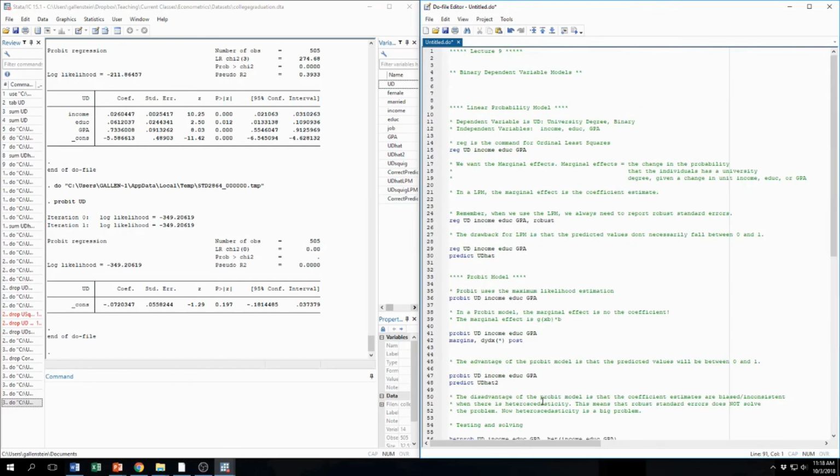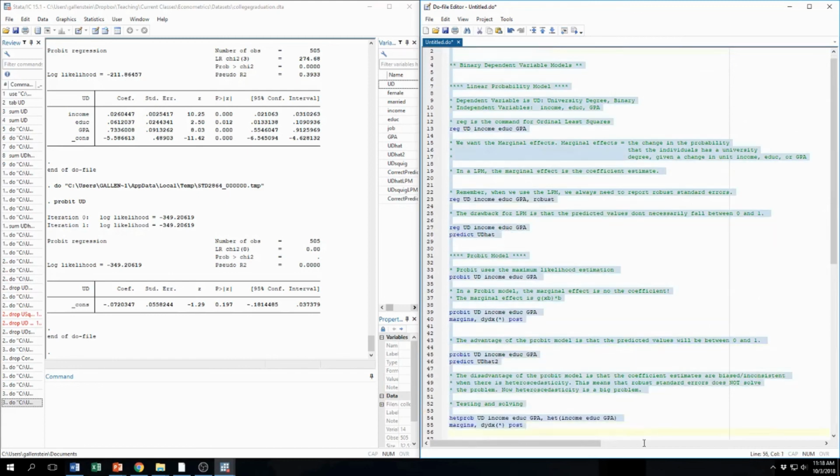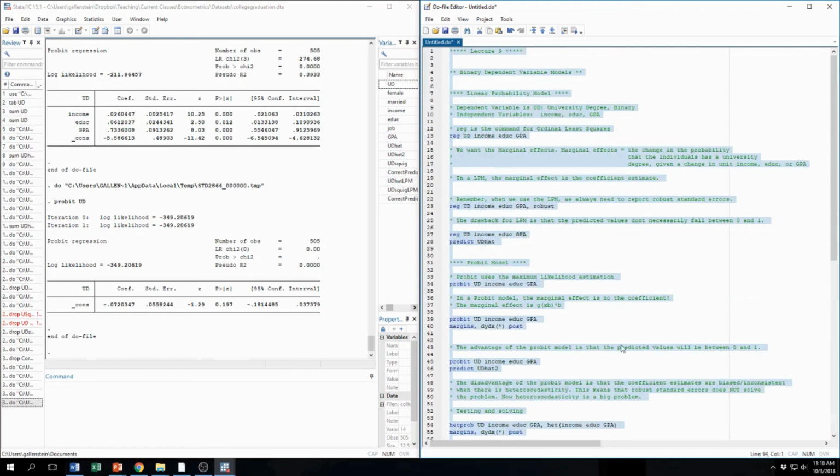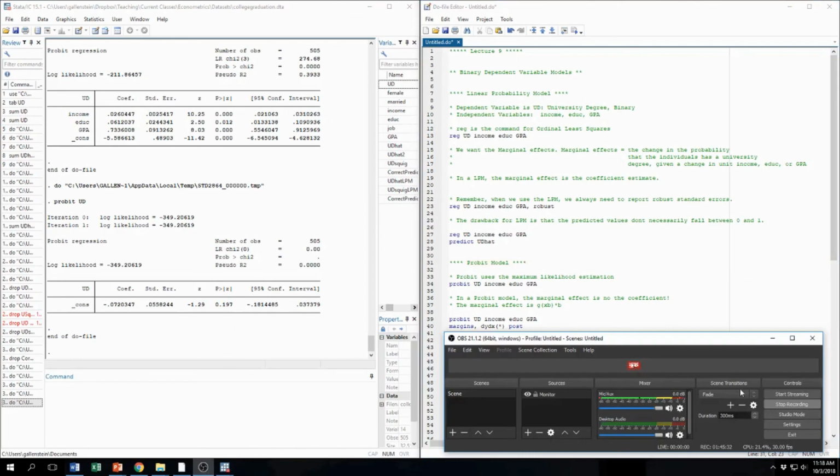There we go. There's our regression on binary dependent variable models, and I hope that you enjoyed the lecture. Please review this code thoroughly, follow along with the lecture, and be prepared to implement some of these things in class. And with that, I hope you have an excellent day. All right, bye.